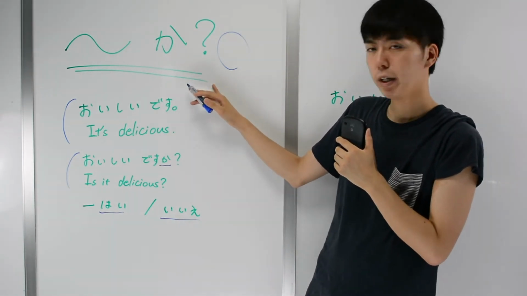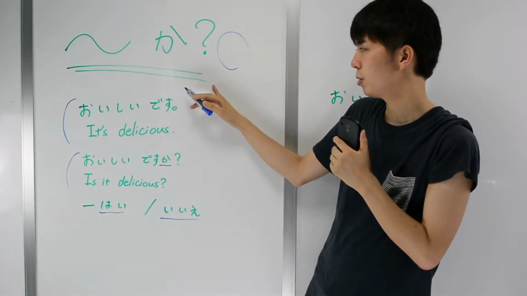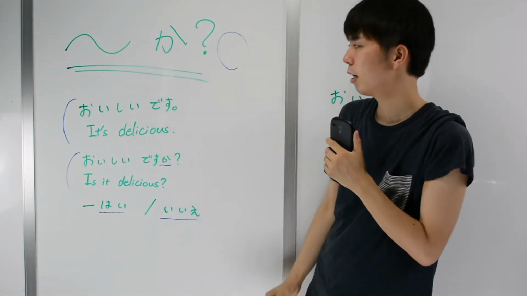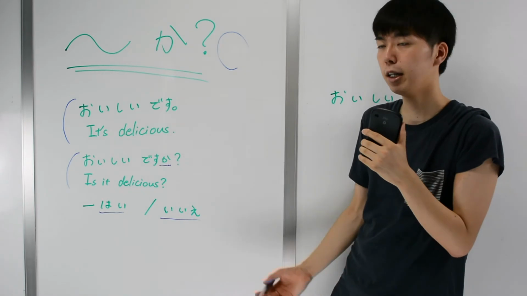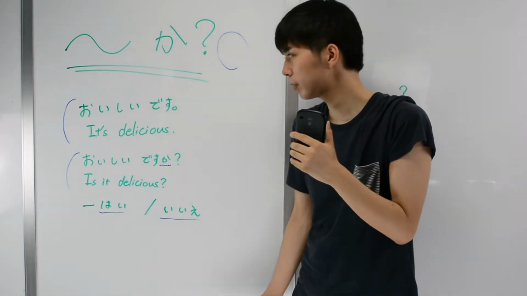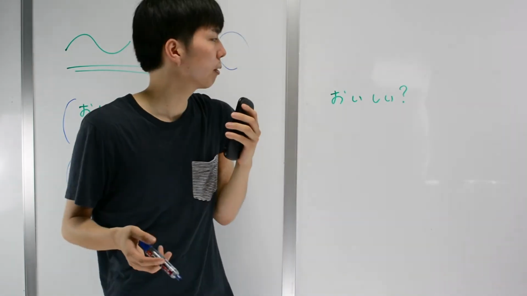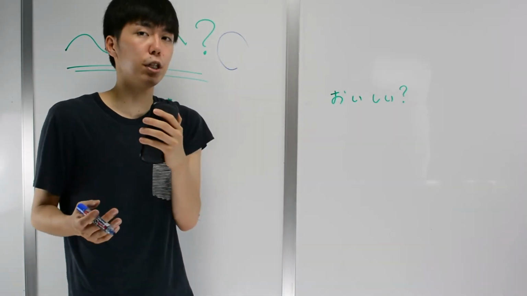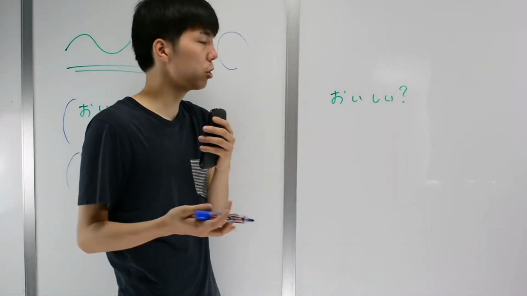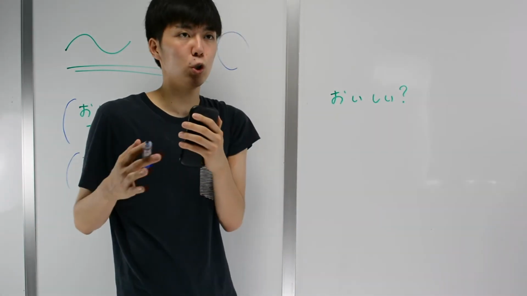So, か is when you want to make a question. What you have to do is adding か at the last part of the sentence, and then you can make a question. Okay?